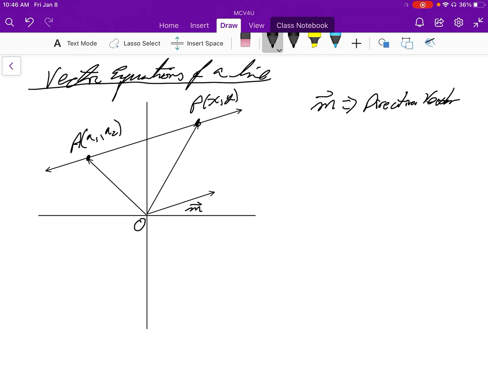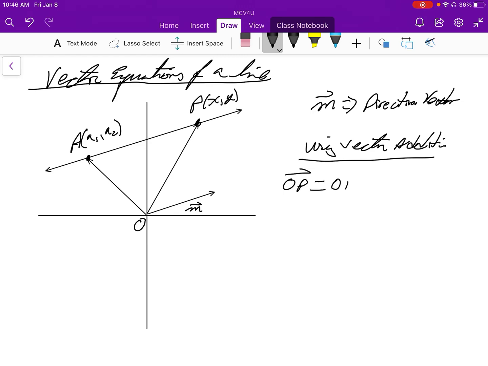OP, if we look at our addition, using vector addition, we know that the vector OP is equal to the vector OA and the vector AP, right? From A to whatever point that is, in whatever direction it's on that line somewhere, okay?